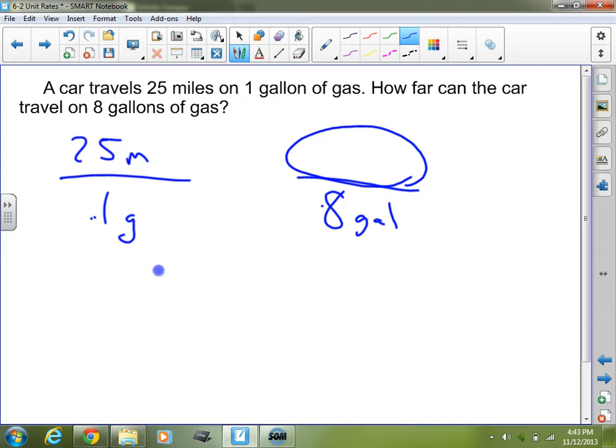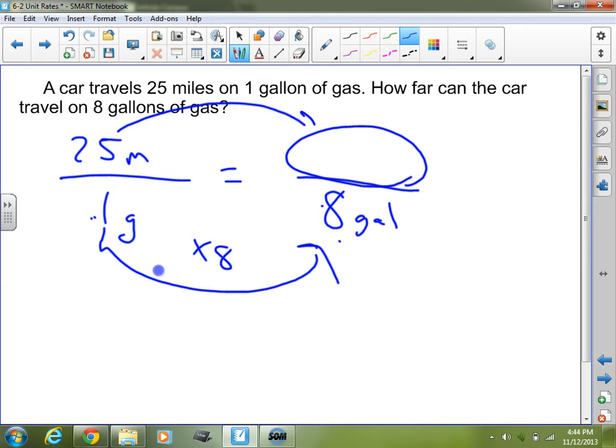So let's think about it like this. Let's actually set it up, put an equal sign in there. This should remind you all the way back to fractions, and what we talked about today in class, ratios. How do I go from 1 to 8? Well, multiply 1 times 8 equals 8. Now, remember we talked about fractions and finding common denominators. Whatever I do to the bottom, I have to do to the top. So I'm going to do the exact same thing over here.